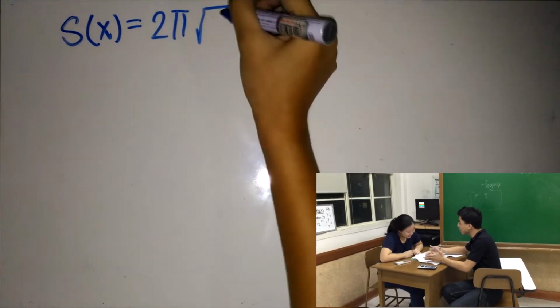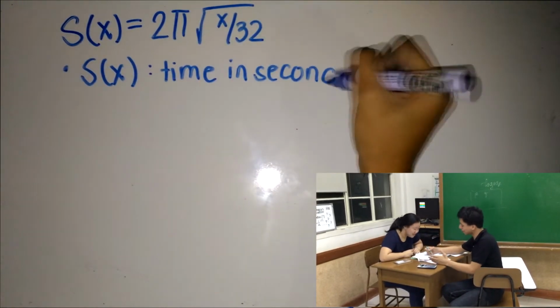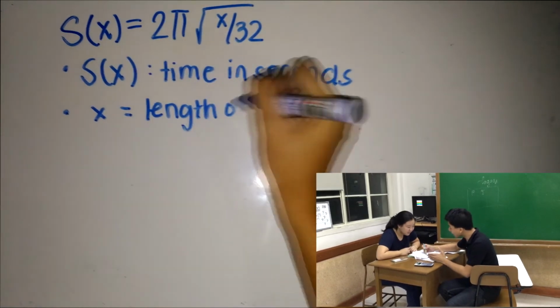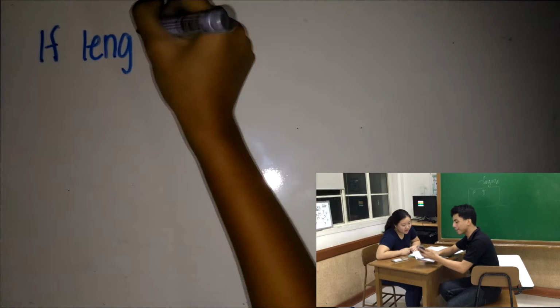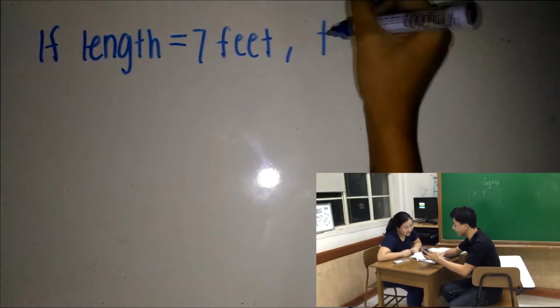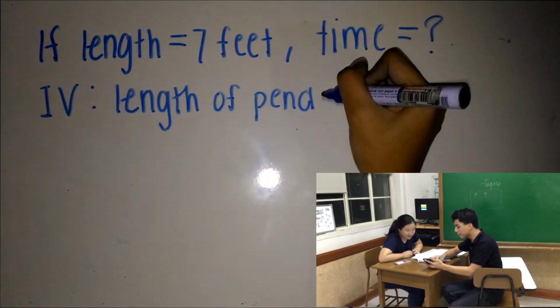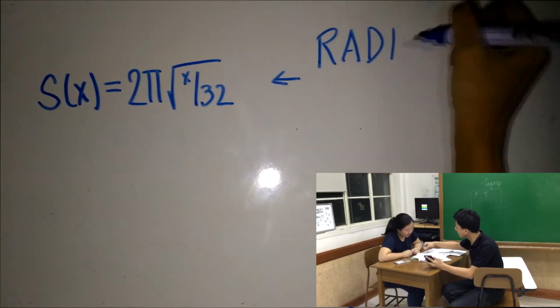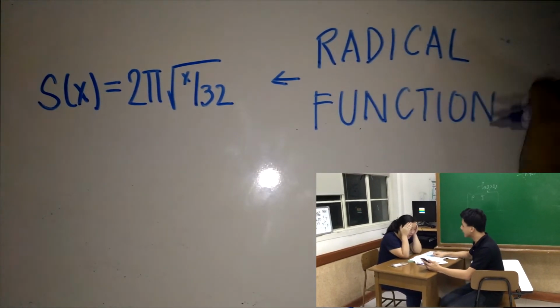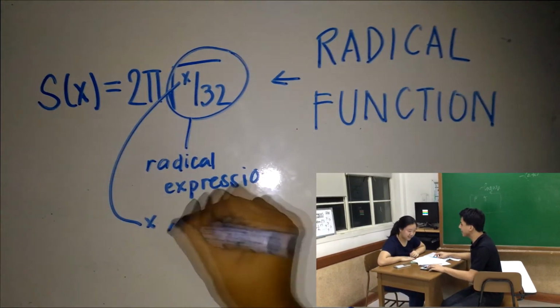The time it takes for a pendulum to swing back and forth can be represented by the function s of x is equal to 2 pi square root of x over 32, where s of x is the time in seconds and x is the length of the pendulum in feet. Determine how many seconds it will take for a 7-foot pendulum to swing back and forth one time. In this problem, the independent variable is the length of the pendulum, while the dependent variable is time. This is an example of a radical function. A radical function contains a radical expression with the independent variable, usually x, in the radicand.